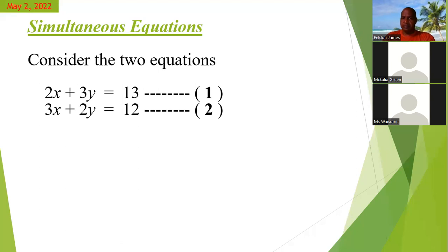Sir, for the first one, I got 13 minus 3y over 2, and then that would be for x. And then for y, 13 minus 2x over 3. Okay, Ms. Green, have you worked out any value? So it's not going to work. Oh, it's not working. All right, Ms. Wisdom, would you consider what you got as a solution for x or y?